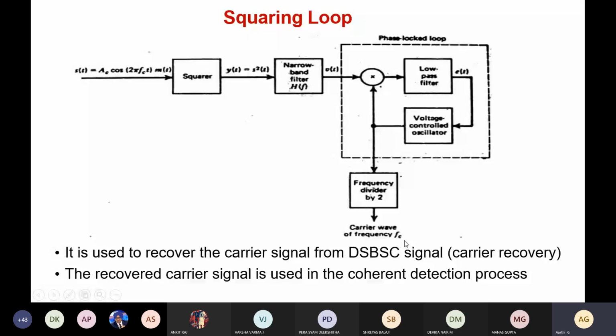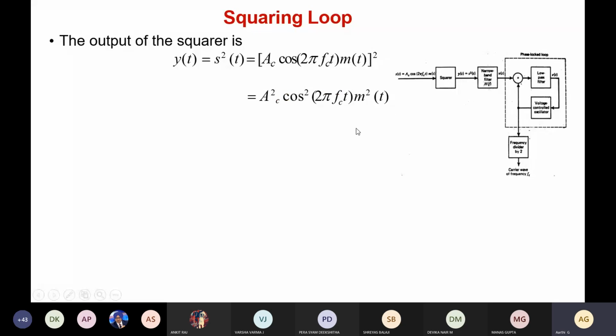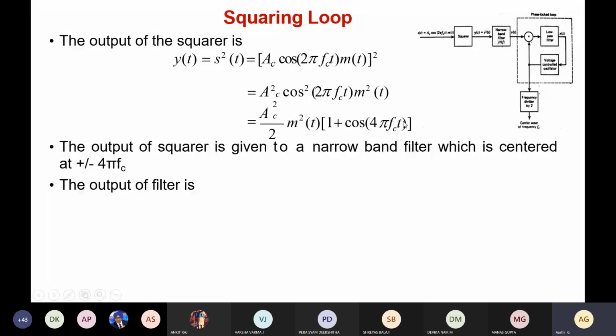So through this block diagram, initially the output of the squarer is y of t, which is s square of t. We are just squaring the DSBSC waveform. So this output is just a square, and we are giving it to a narrow bandpass filter. So this becomes Ac square by 2. This cos square is again, we are using one more trigonometric identity here. So we have 1 plus cos. You know that cos square theta is 1 plus cos 2 theta by 2. So this identity you have learned, right? So this becomes Ac square by 2 m square of t into 1 plus cos 2 of 2 pi fct. So it becomes 4 pi fct.